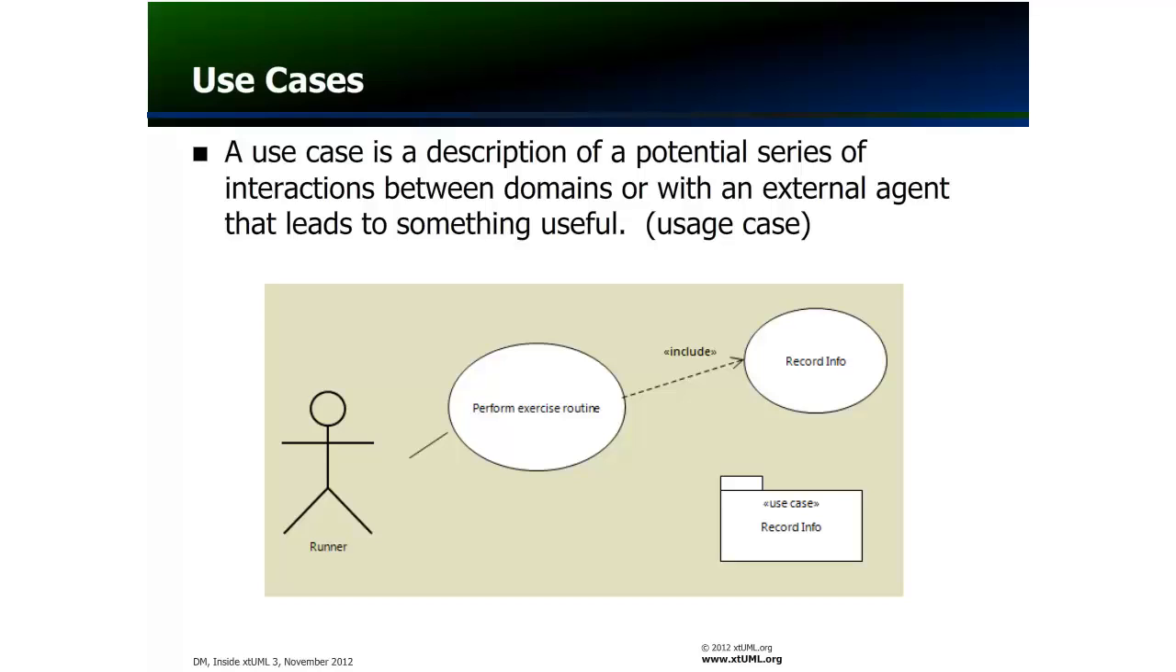Early in the analysis, it is common to construct mostly use case diagrams that contain only one or possibly two domains, which are expressed at a very high level of abstraction. Often these diagrams are at a level of describing goals of the system. In the example, the domain is identified as perform exercise routine, which is a goal, and it includes the request record info, which is denoted by the second bubble.